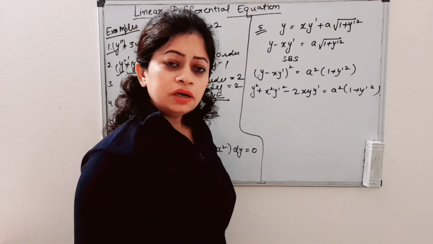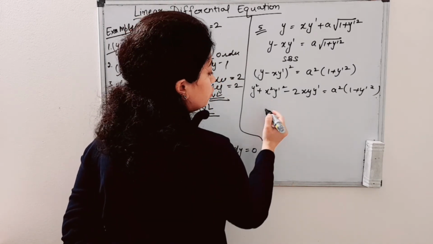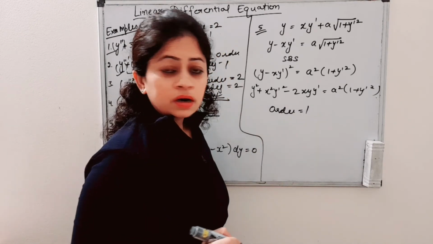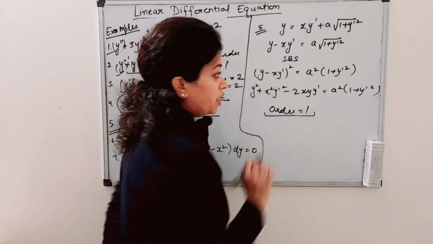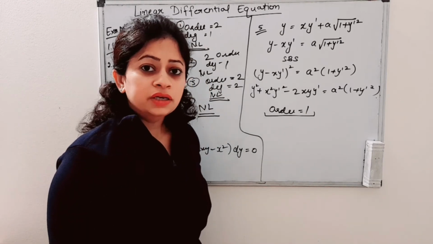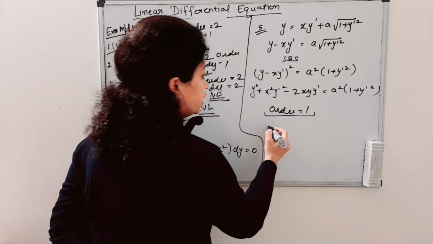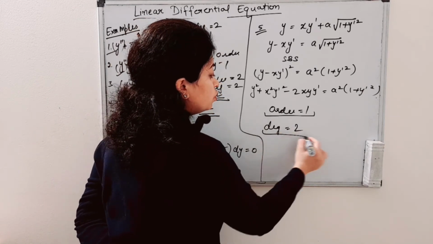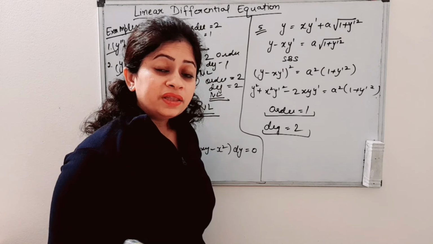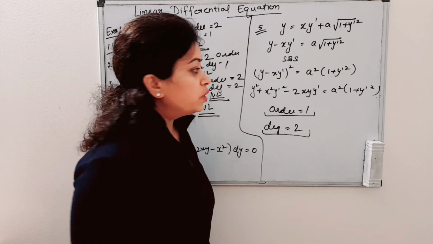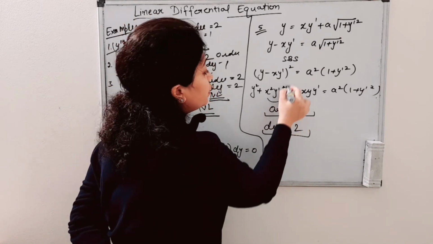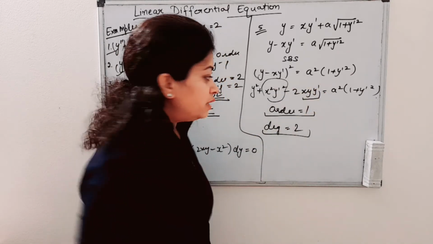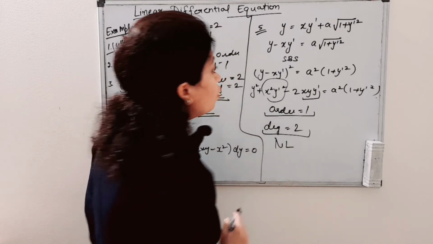Now tell me the order. The highest derivative is y dash only. So order is 1. And what is the degree? The power of the highest derivative is 2. So degree is 2. But is this equation linear? No, because it has powers of the derivative and a product term of the function and its derivative. So this equation is non-linear.